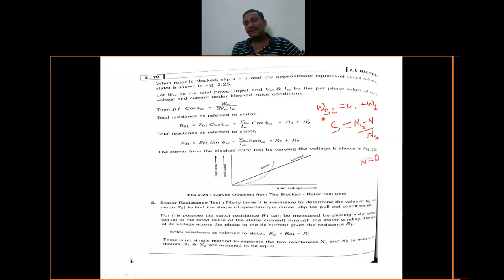WSC, that means power under short circuit condition, is the sum of the two wattmeter readings, W1 plus W2. In the open circuit test, the no load test, it is also the same formula: WSC is equal to W1 plus W2. So slip S is equal to 1, substitute here.